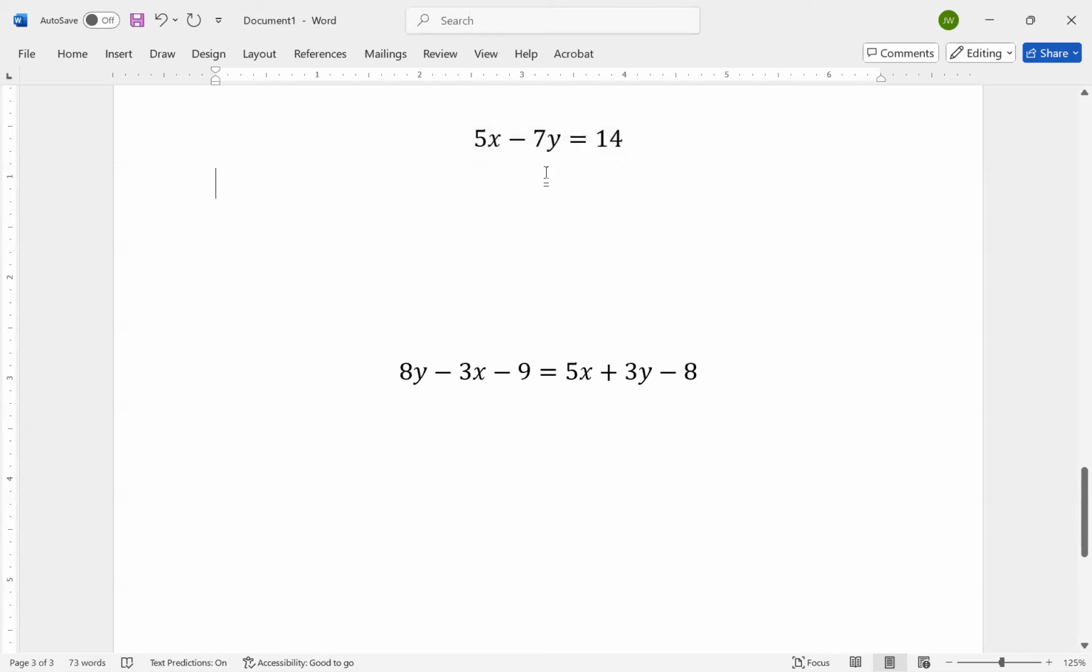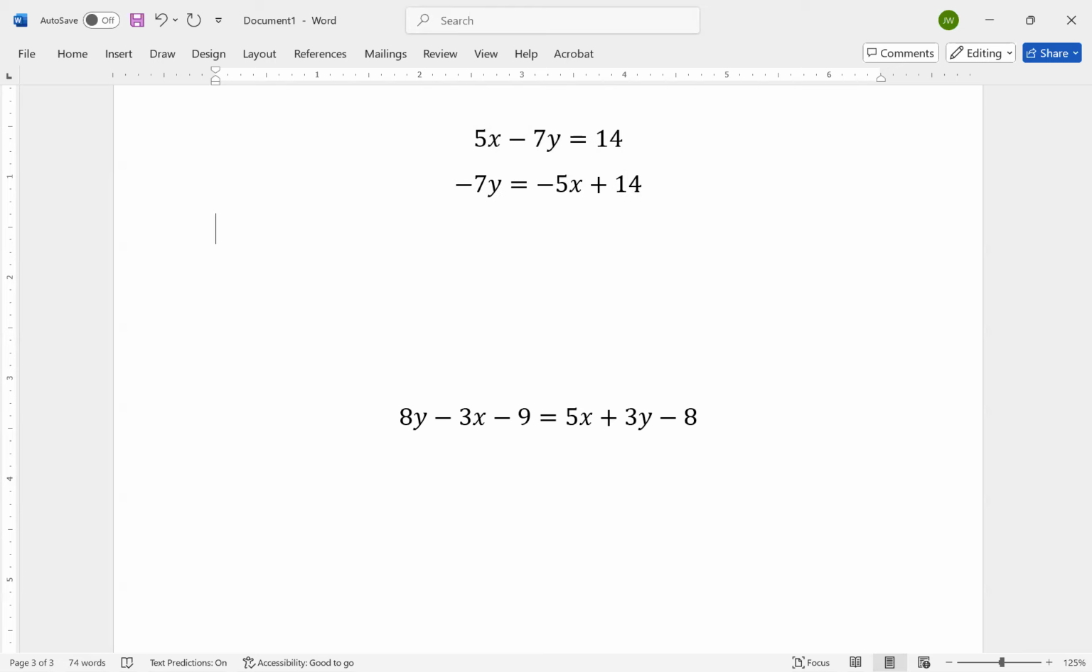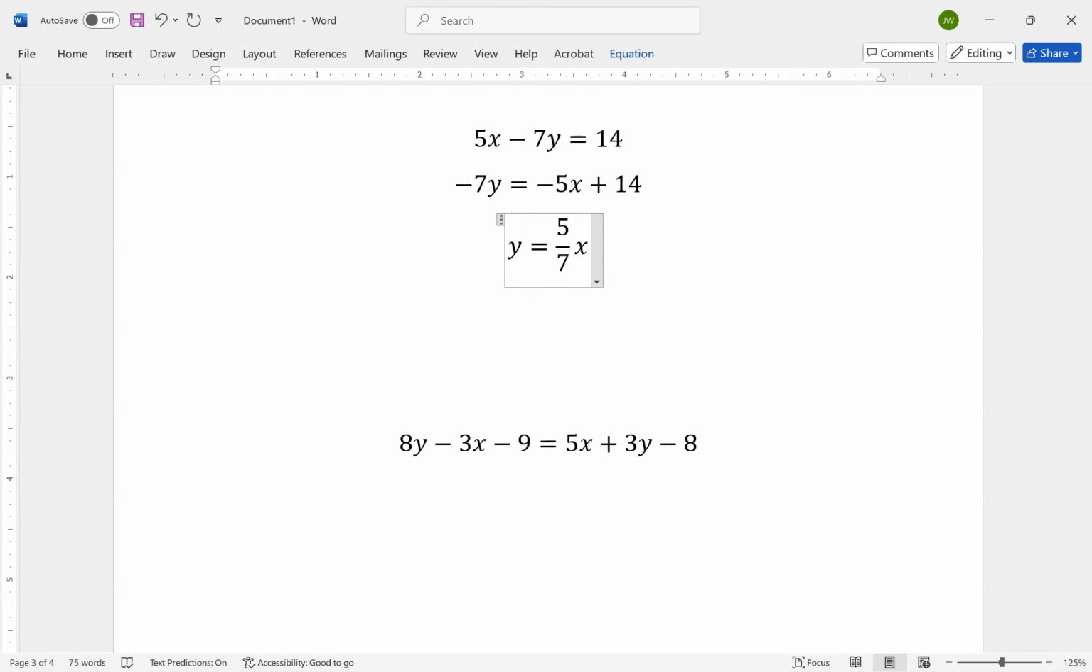For the first linear equation, in order to solve for y, I would start out by subtracting 5x from both sides. And then I would divide by negative 7. If I divide both sides by negative 7, I get y is equal to, well, negative 5 divided by negative 7 gives me a positive 5 over 7 times x. 14 divided by negative 7 gives me a minus 2.